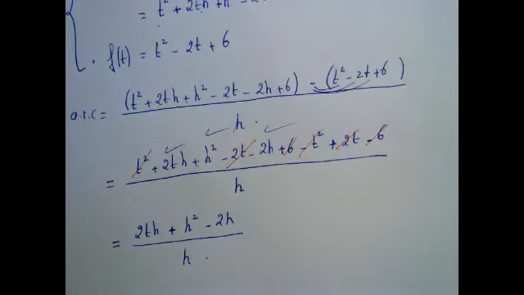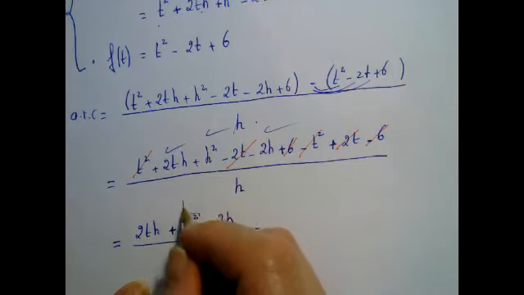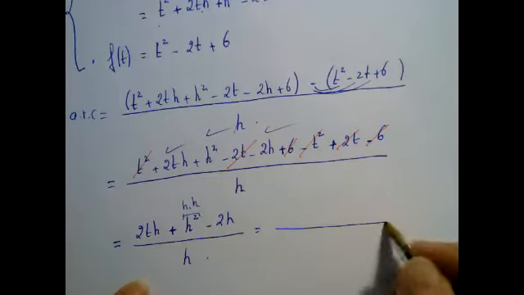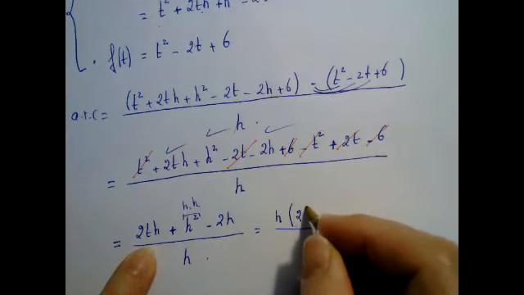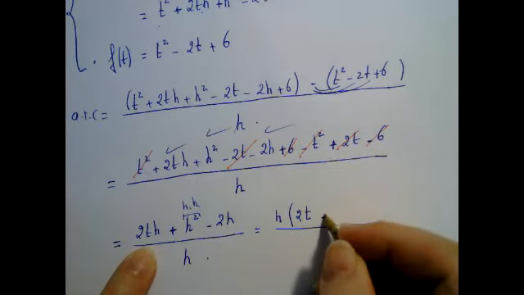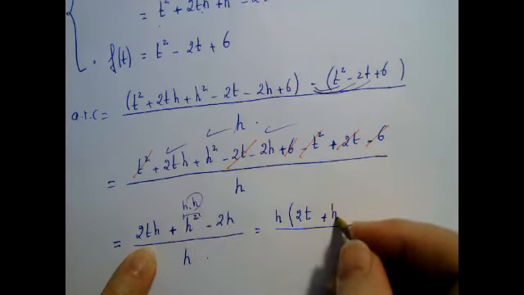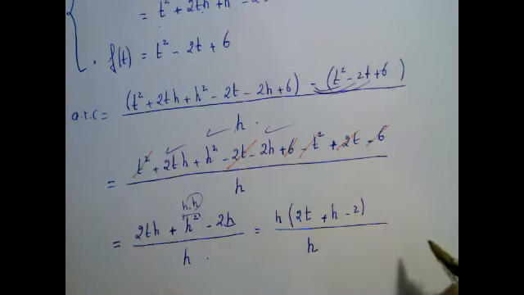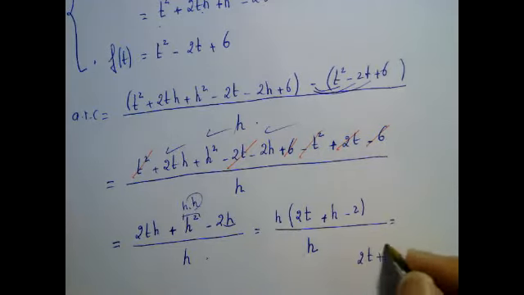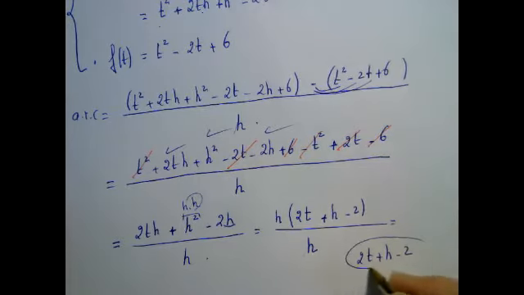Now we can push it a step further by factoring out the h here. So this is h times h. This allows me to factor out the h, and I will have 2t. I factor out an h, one h is left. I factor out the h, minus 2 over h. And at this stage, I will get 2t plus h minus 2.